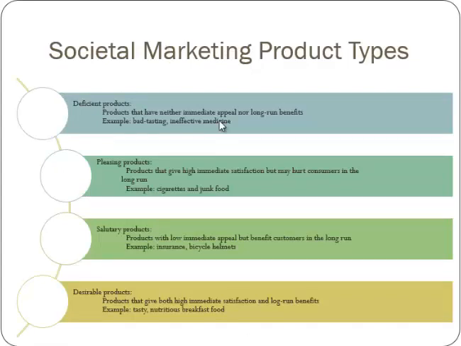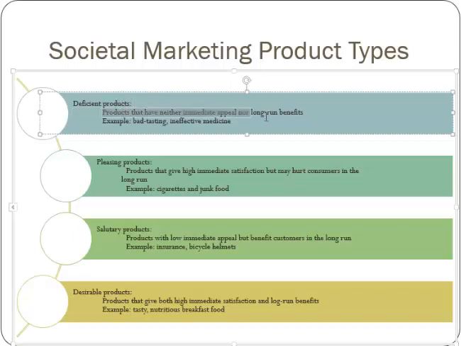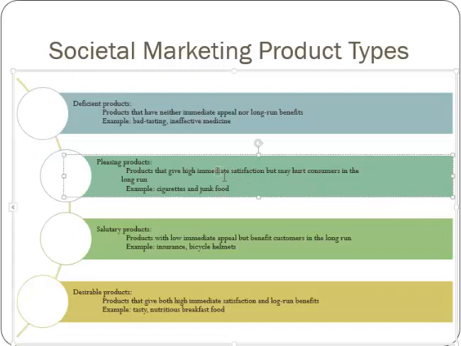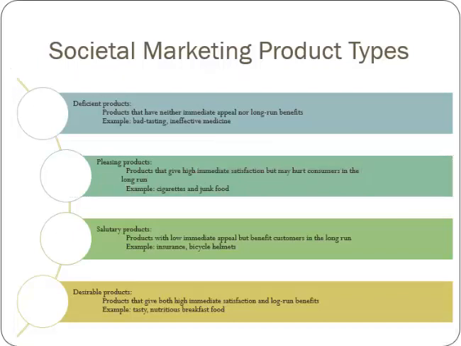And here are some product types. Now the first one is something you don't want to do. That's a deficient product. They are products that have neither immediate appeal nor long-run benefits. Those are the sorts of things you don't want to have to market because they're probably not going to be able to market very well in the long term. Then there are pleasing products, which give high immediate satisfaction but hurt consumers in the long run. Junk food, cigarettes, things like that. Gambling probably is another example.